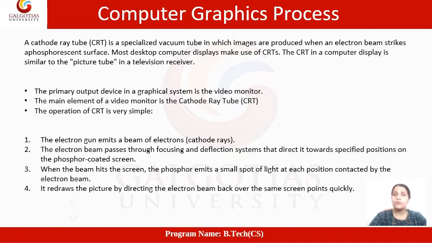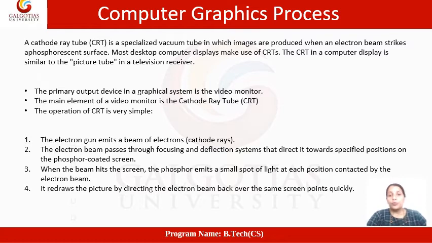Now, what is the process of computer graphics? We all know about the cathode ray tube, which is used in our monitor, previously used, or a television. So what is that? A cathode ray tube is a specialized vacuum tube in which the image is produced when an electron beam strikes a phosphorescent surface. Most desktop computer displays make use of CRT. CRT is a computer display similar to the picture tube that earlier we used in televisions or a monitor.